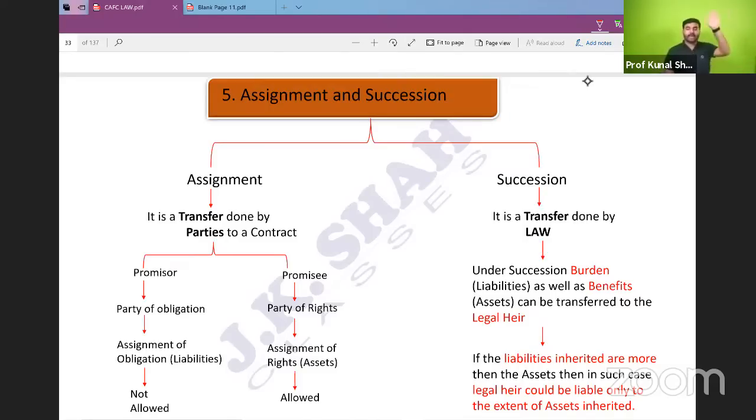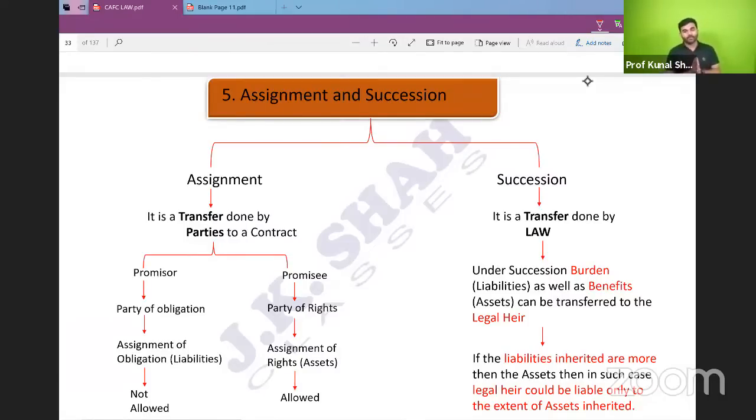When I say assignment, it is a transfer done by parties to a contract. It is a transfer either done by the promisor or it is a transfer done by the promisee. But when I say succession, it is a transfer done by law. Any transfer done by law is called as a succession.